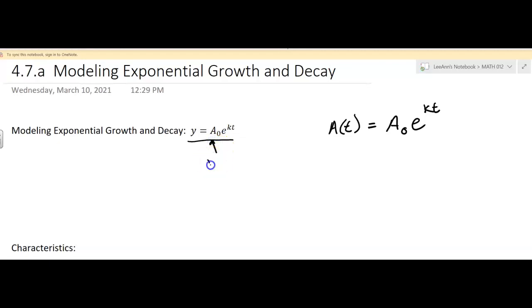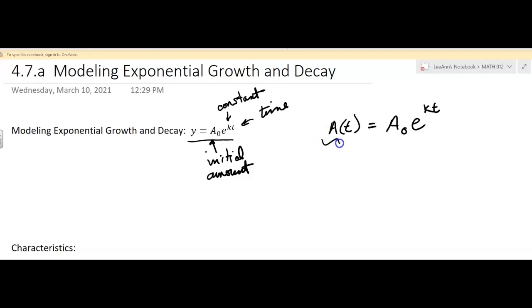A naught, that's the initial amount, how much you're starting with. Now, it could be in chemistry, it could be in all kinds of different fields. It could be in business. Anyway, e is e, right? So it's base e. This k here is a constant. Now, they're either going to have to give us the constant or a way for us to figure out what the constant is. t represents time. It could be in years, it could be in days, it could be in minutes, but it's going to be a unit of time, okay?